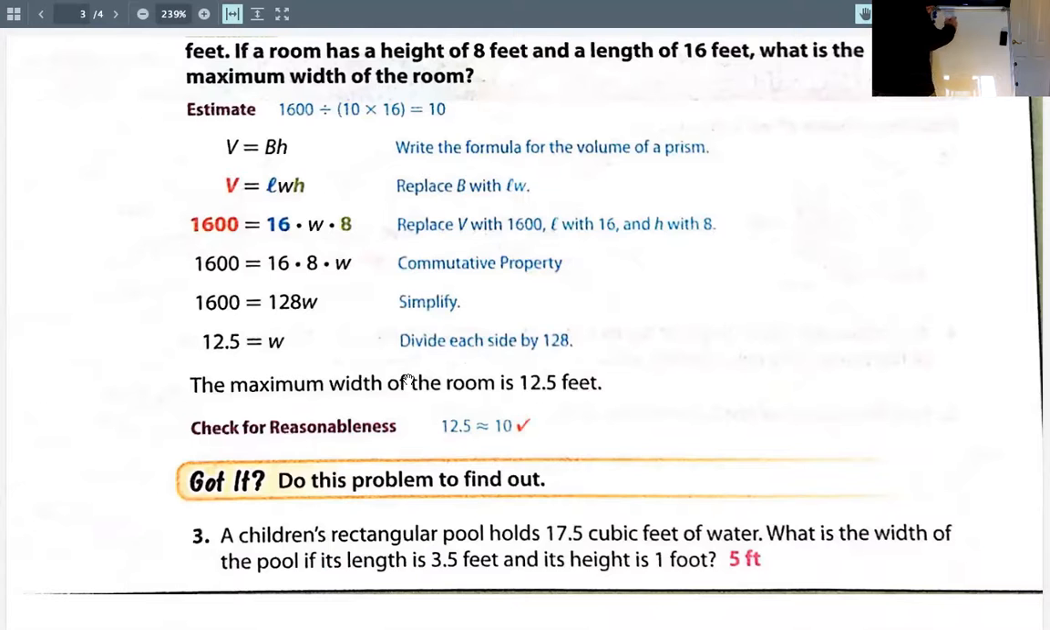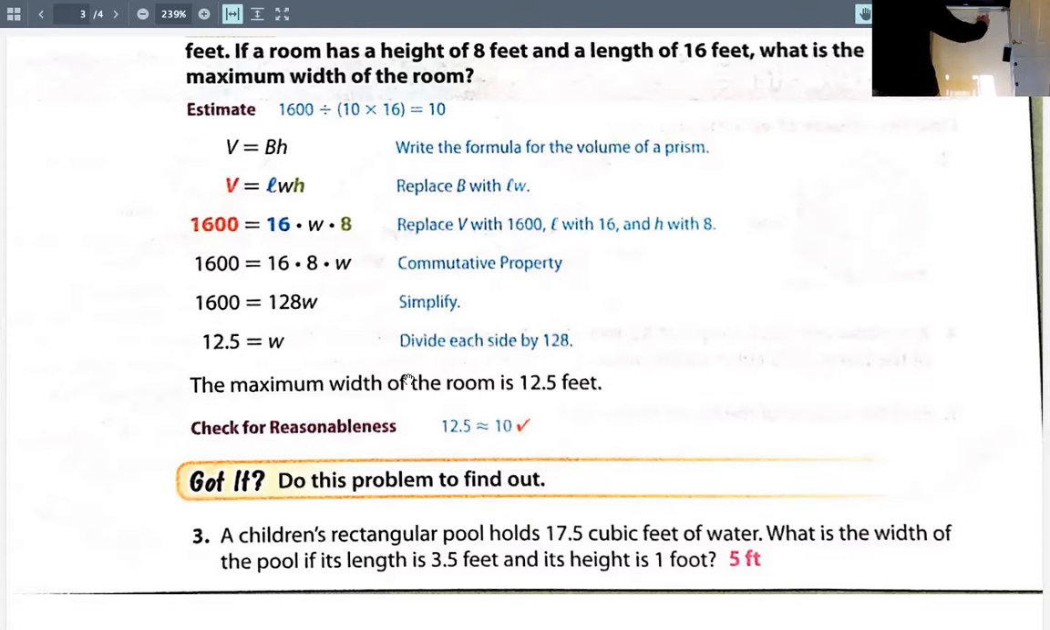Okay, so we have a rectangular pool. 17.5 cubic feet of water. Is the width, oh, same thing. Length is 3.5. This doesn't really do anything new for us.